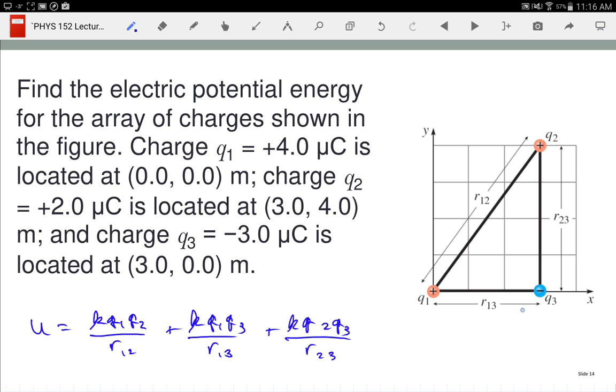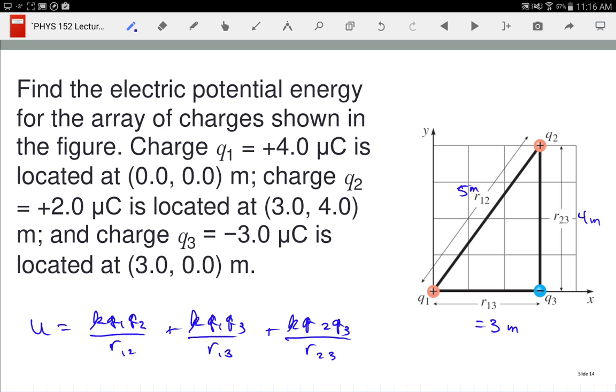R13 is very simple, right? Q1 is at 0, 0, and Q3 is at 3, 0. So R13 is just equal to 3 meters. Likewise, R23 is very simple. That's 4 meters, which makes R12 simple. Everybody heard of a 3, 4, 5 right triangle? Yeah. This is a 3, 4, 5 right triangle. 3 squared plus 4 squared, that's 9 plus 16 is 25, which is 5 squared. So that's a 3, 4, 5 right triangle.